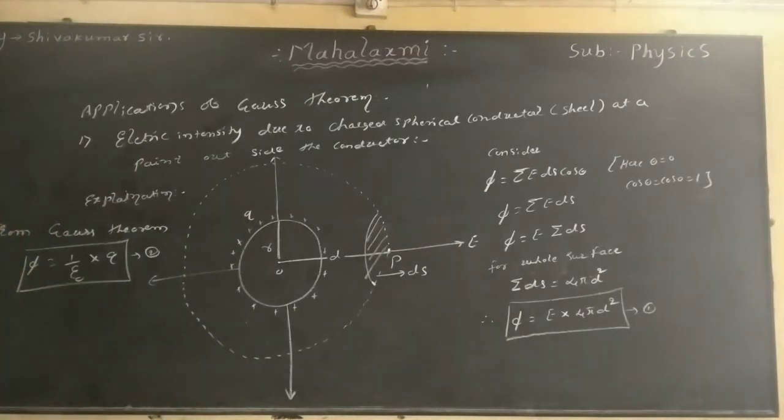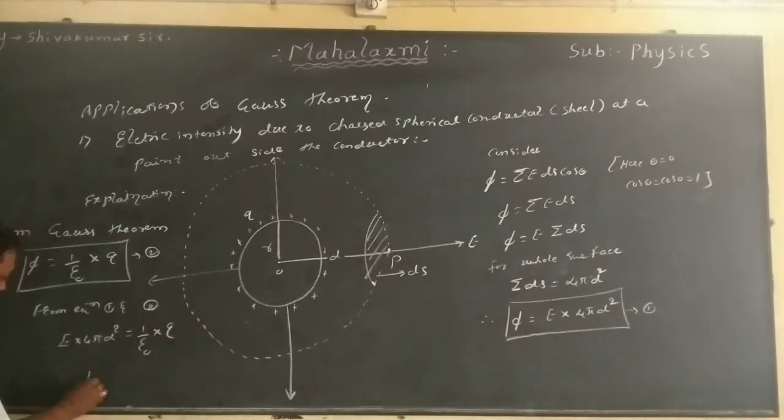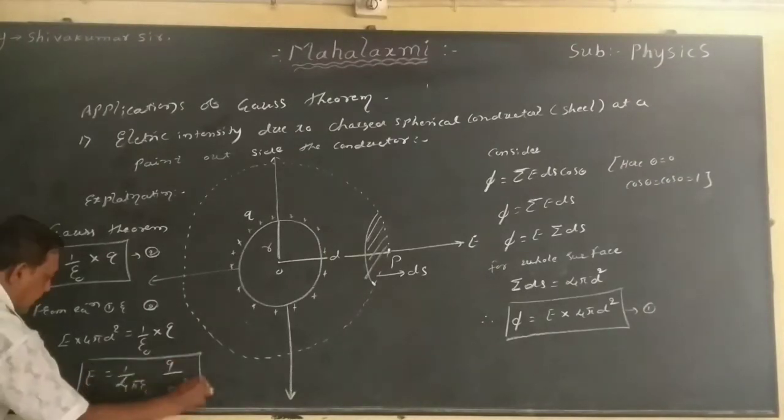Shall I compare equation number 1 and 2? From equations 1 and 2, E into 4 pi d square equals 1 by epsilon naught times q. I need the electric field. What is your final equation? E equals 1 divided by 4 pi epsilon naught times q by d square. Systematic arrangement.